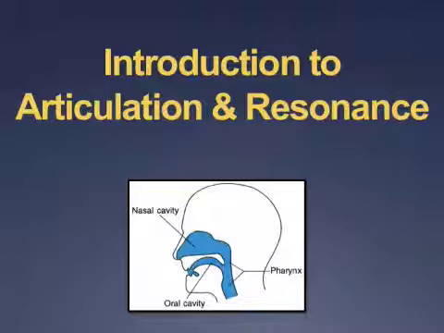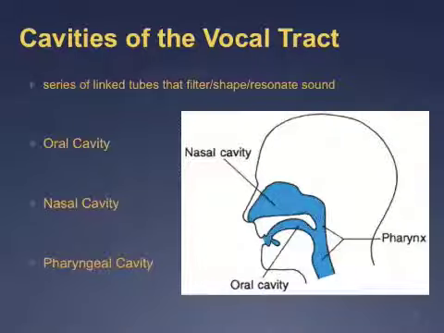Here we go. The vocal tract above the larynx is composed of a series of 3 linked tubes. These 3 tubes are able to change in shape and size to filter or shape or resonate different sounds. Depending on the configuration of these 3 tubes, we will be able to produce various and distinct speech sounds.